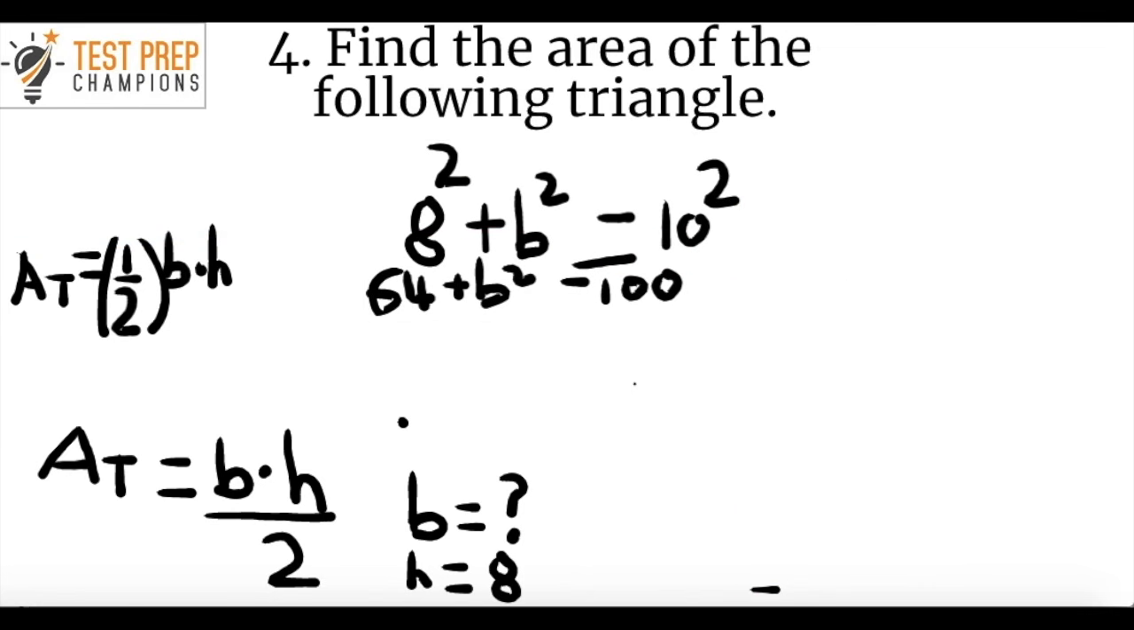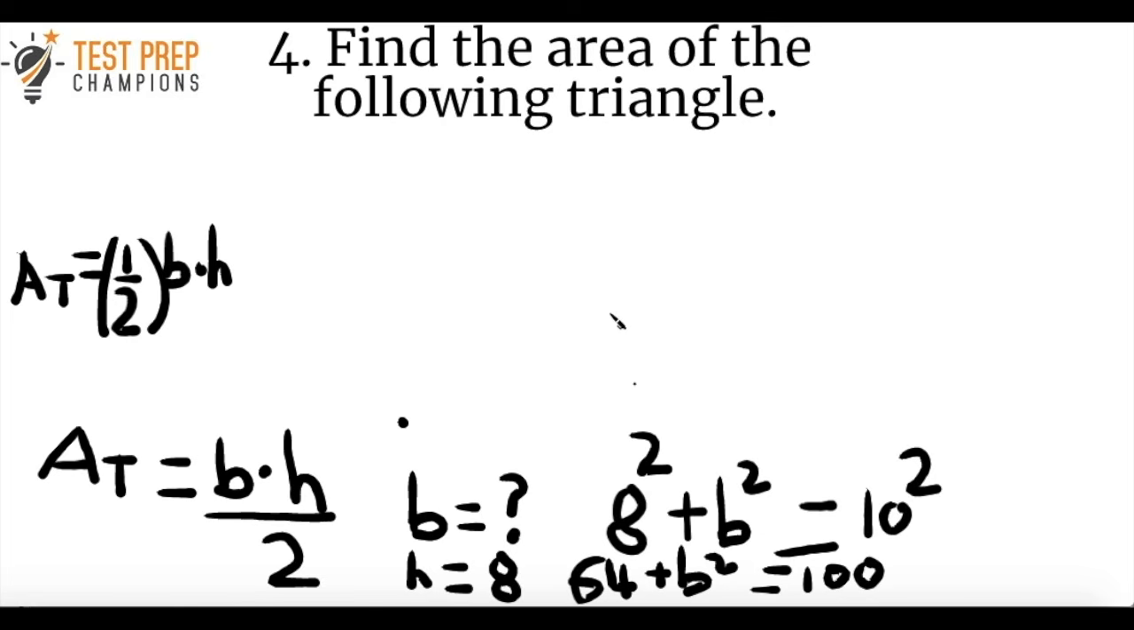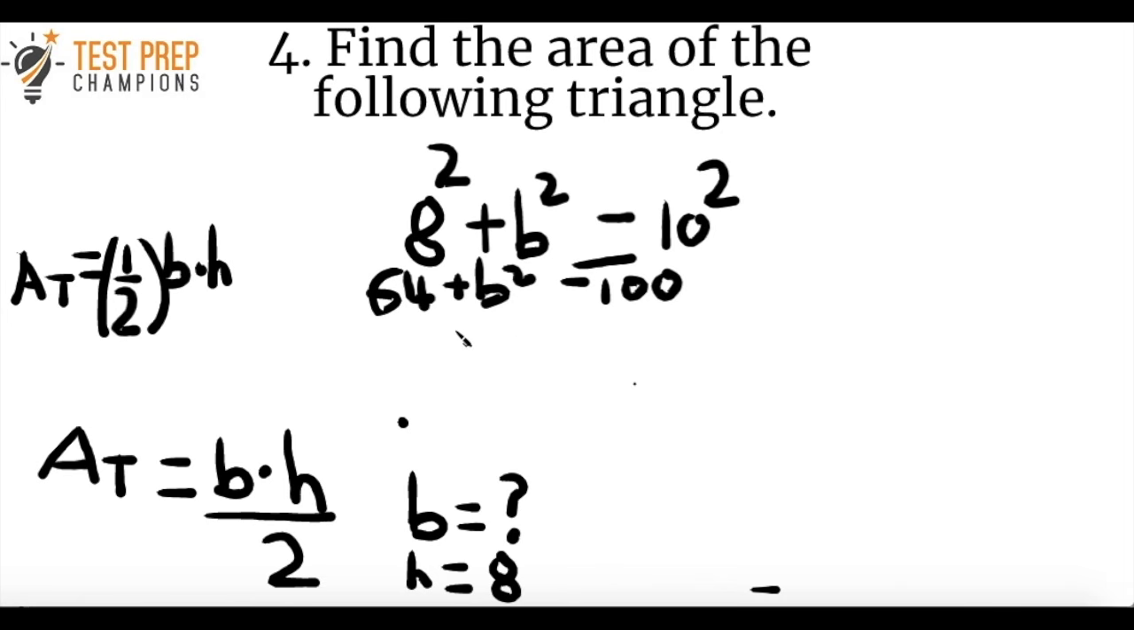Okay, so let me just recap where we're at here. We did 8 squared, which gave us 64, and we've got 64 plus b squared, and that's equal to 100. So let me just rewrite this out here. Okay, so we've got this equal to 100. And now we're trying to solve the equation for b.